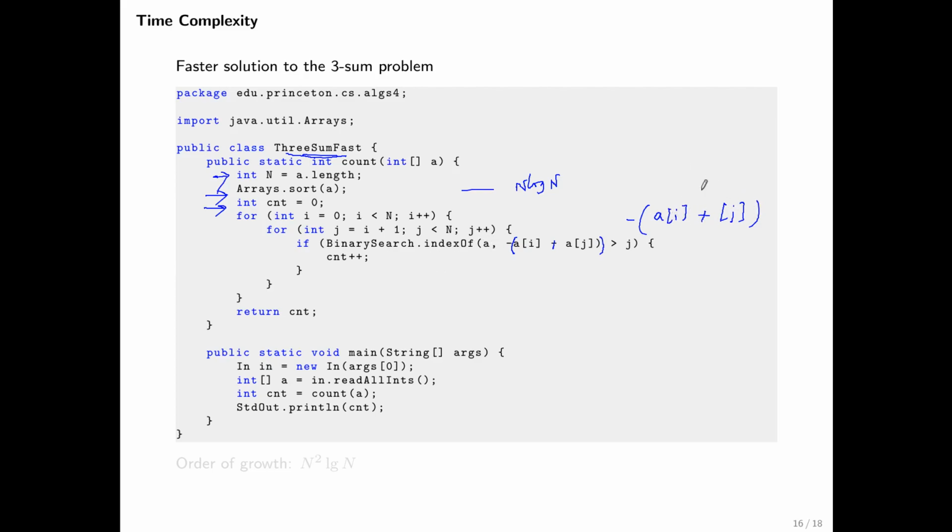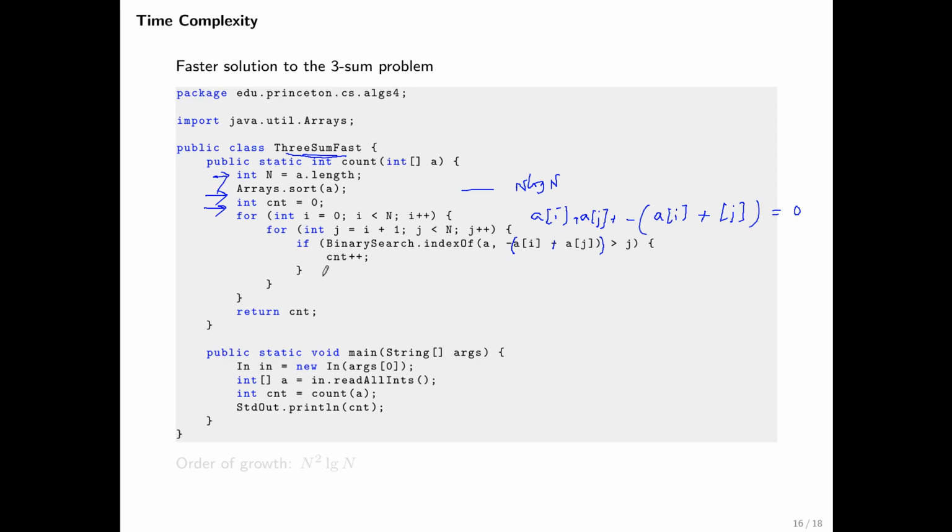Because we are looking at items a at i and a at j, and we have found the negative of their sum in the collection, what that means is that a at i plus a at j plus the negative of that sum is 0. So in that case, we simply increment count by 1.